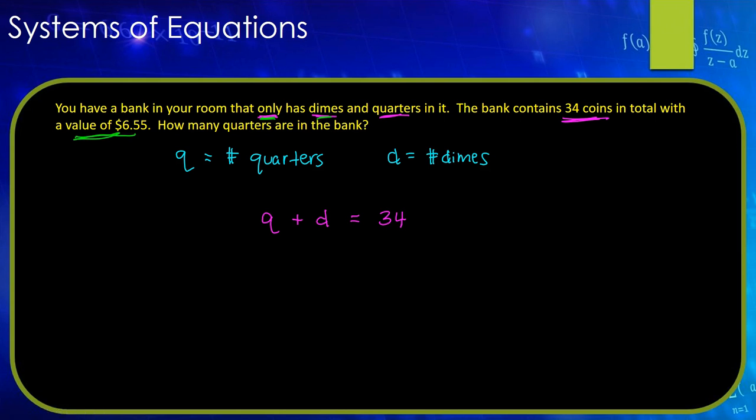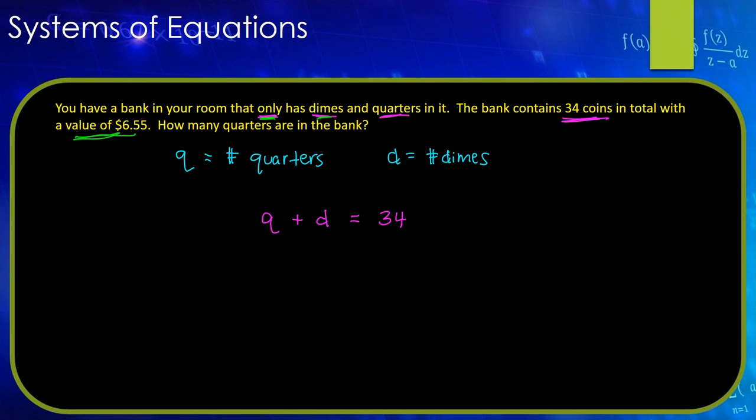The other thing they give us is information about the value that these coins have. So for me to figure out the value I have in quarters and the value I have in dimes, so I can add them together to get the total amount of value I have, well, the value of a quarter is going to be $0.25 or 25 cents, whichever way you want to look at it, because that's what it's worth.